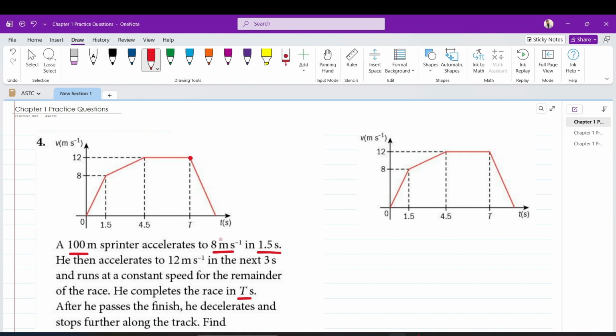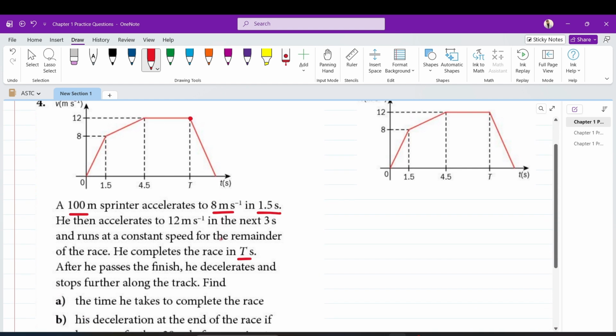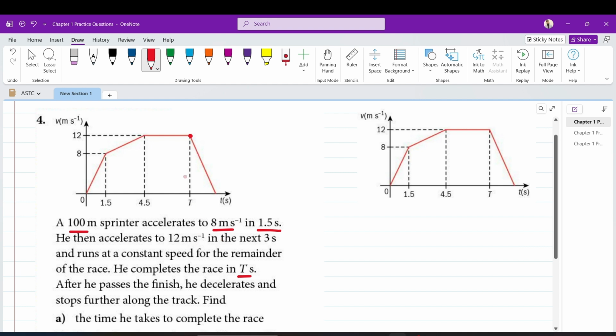So the question is, find the time he takes to complete the race. Because the race has been completed at this point, in t seconds. If I refer to this diagram, we can say that the distance is 100 meters, because we know that the distance of the track is 100 meters. That is starting from this until t seconds. Now we can see that this is the distance.